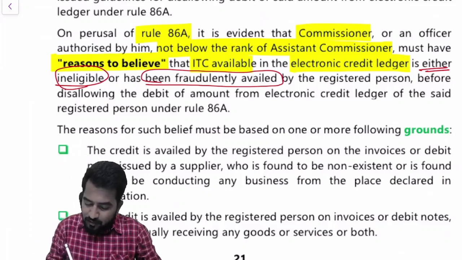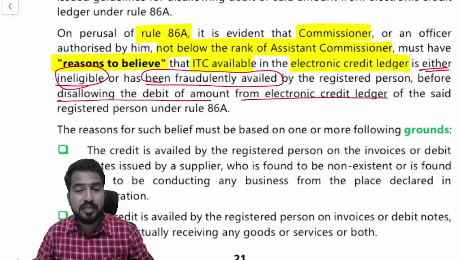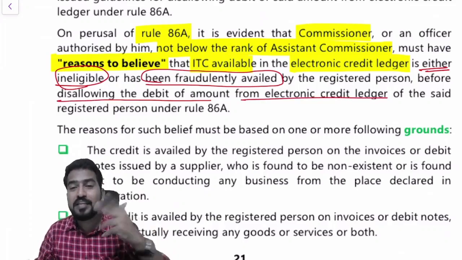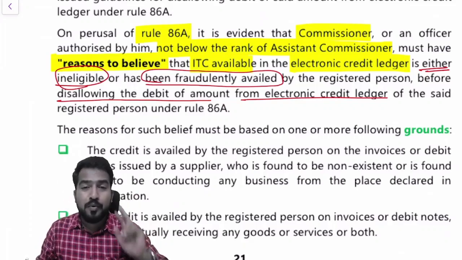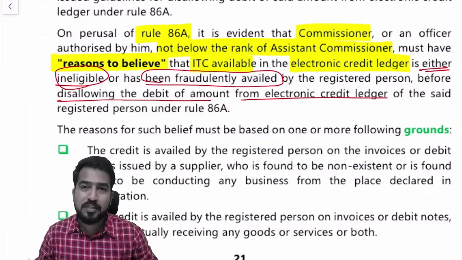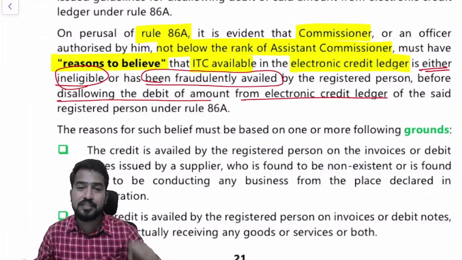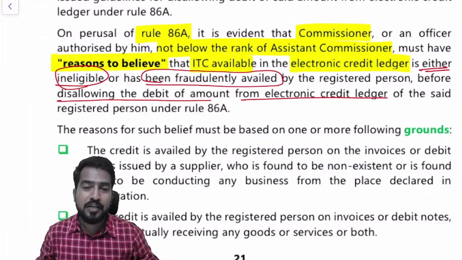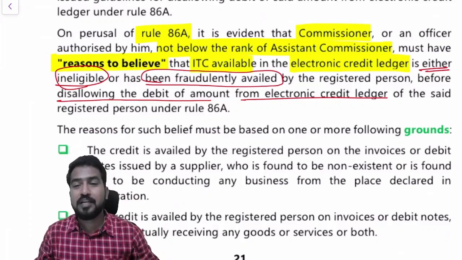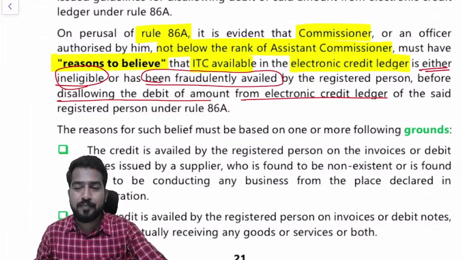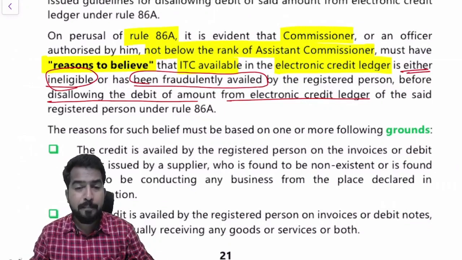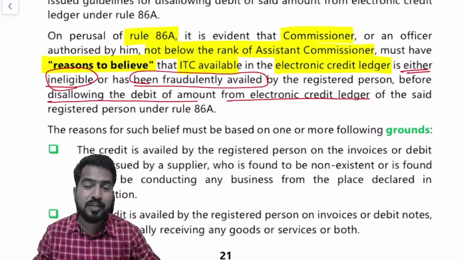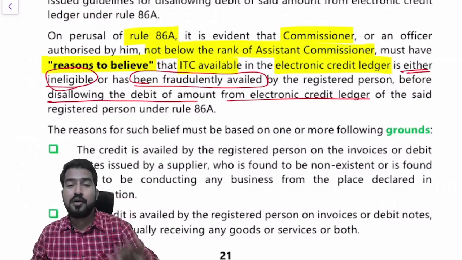Able to understand? Disallowing the debit of amount from the credit ledger means they will disallow you from utilizing that credit ledger balance when they have reasons to believe that you have availed that ITC even though you are not eligible, or by some fraudulent means, either through bogus invoices, etc. Then they can block that credit and stop you from using that ITC balance. Now the point is, on what grounds do they have reasons to believe that you are not eligible for that credit or have fraudulently availed it?